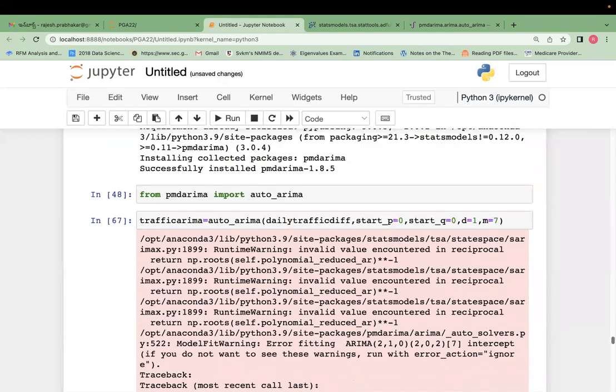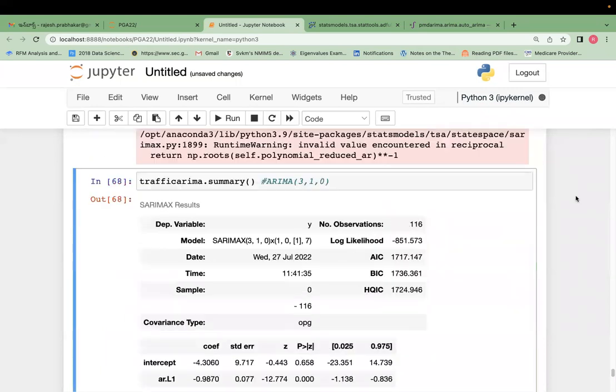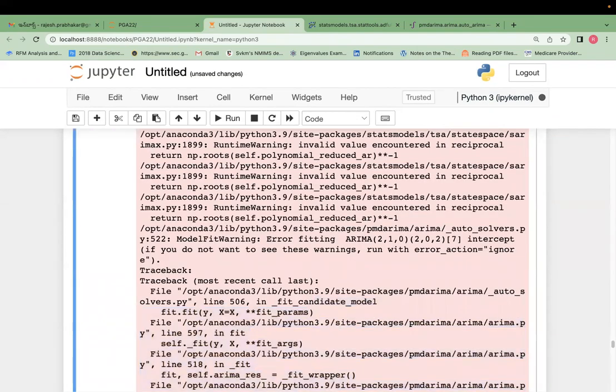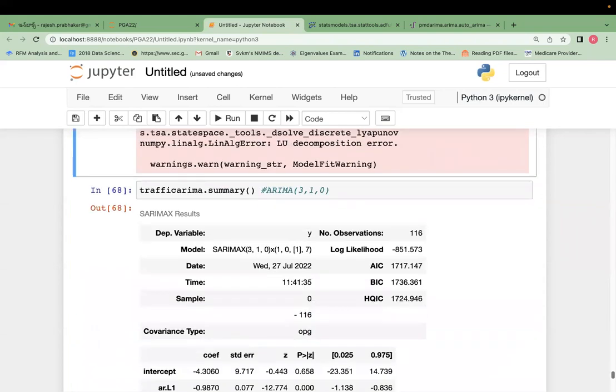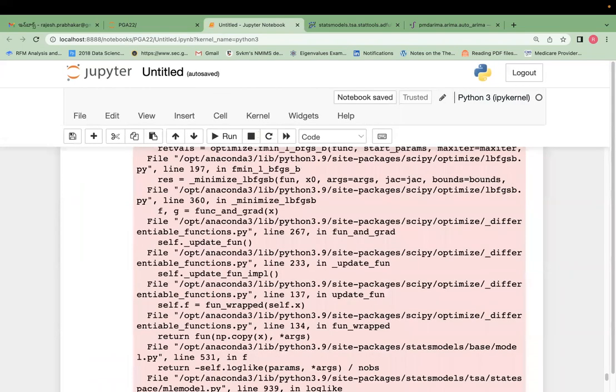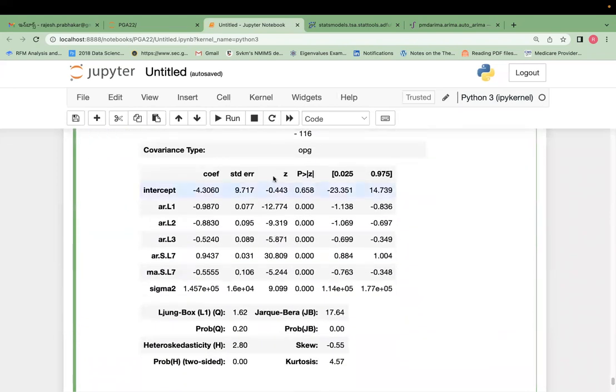m is equal to 7 is for daily data. So we got a SARIMAX model. This is the model we are getting, a seasonal model. And all the p values, P>|z|, are less than 0.05.